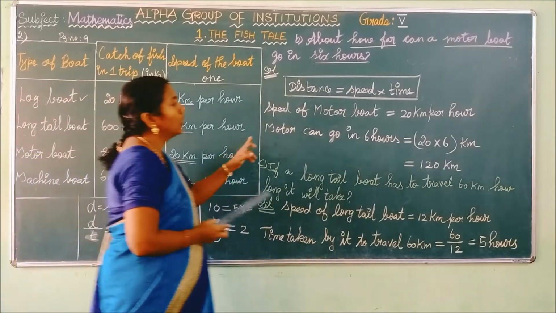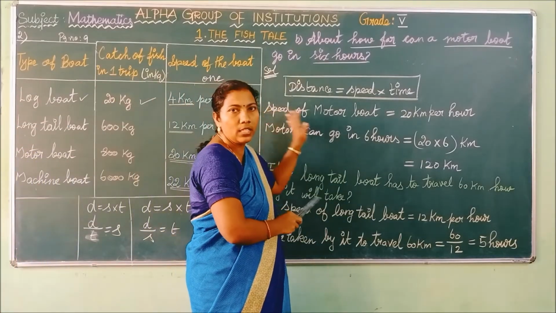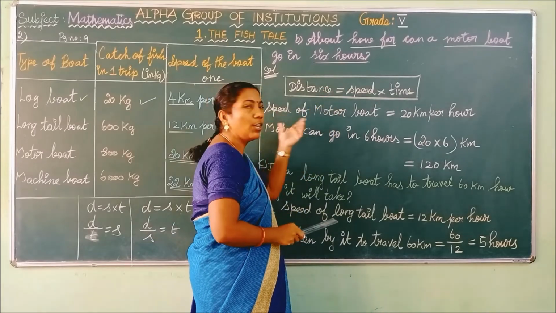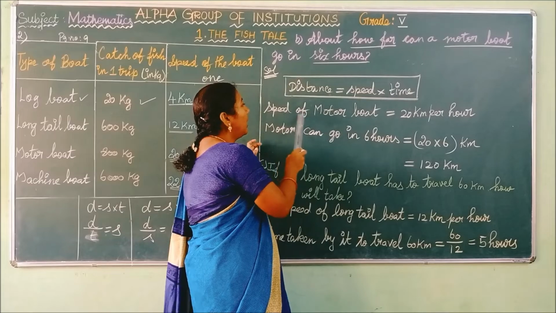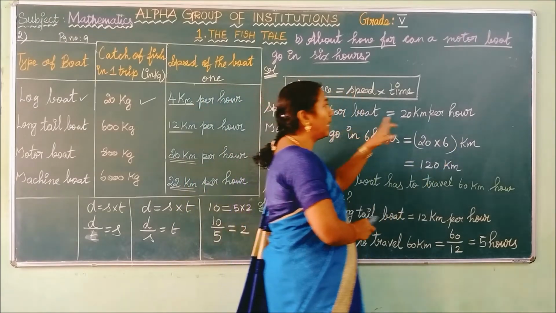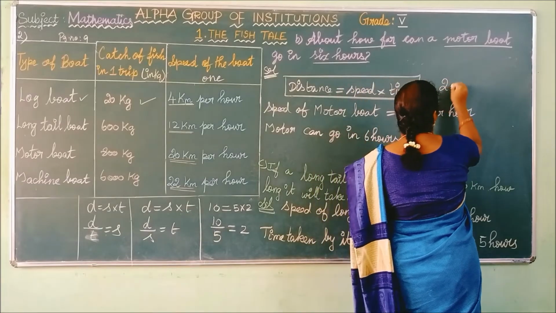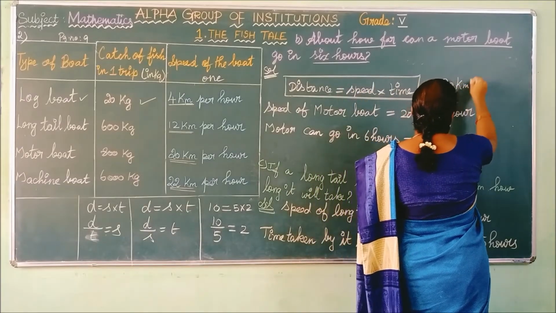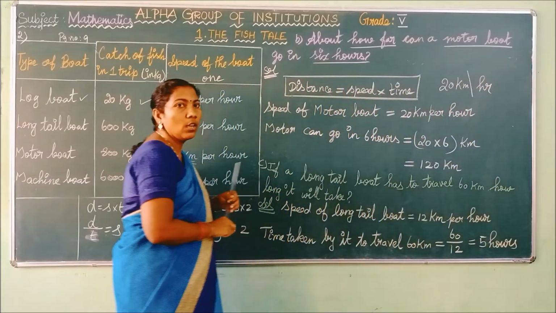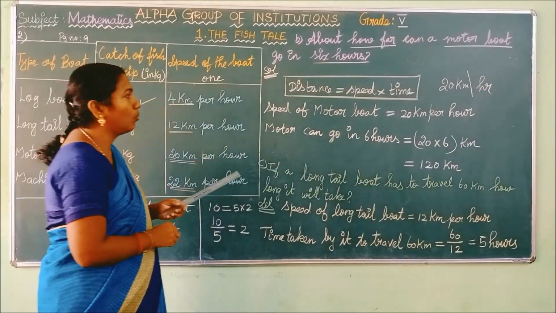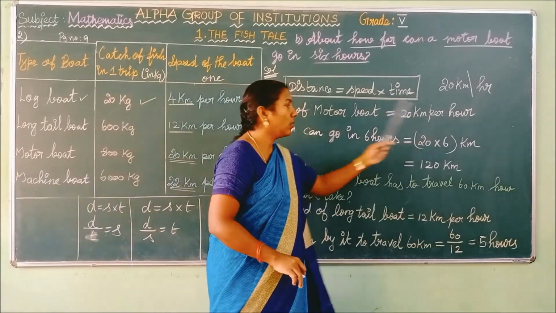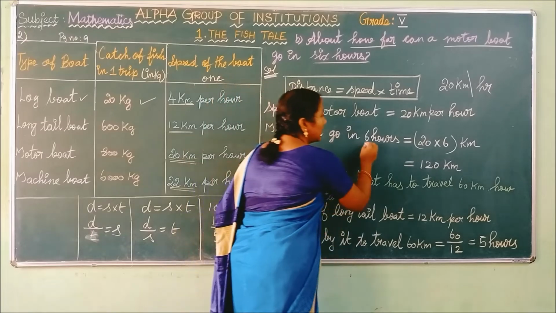Okay. See here. So in the solution part you have to write these words. You may collect these words from your question itself. Okay, you have to write your own sentence here. Speed of motorboat equal to 20 km per hour. Instead of writing per here, you may use the bar also, children. 20 km bar. For hour you may also use the short form HR. Okay, so 20 km per hour. Both are same. So speed of motorboat equal to 20 km per hour. Motorboat can go in 6 hours.